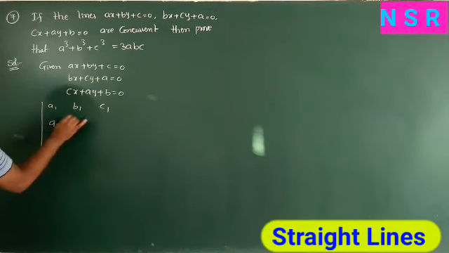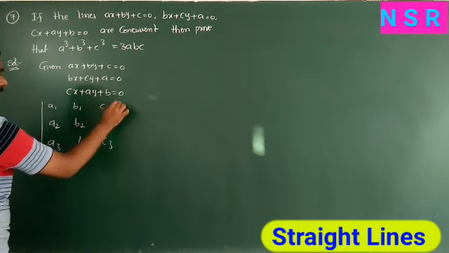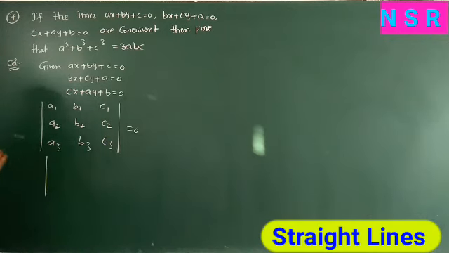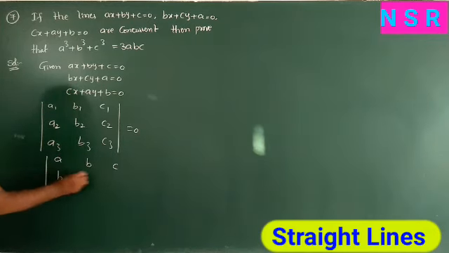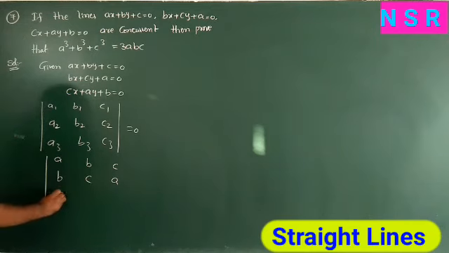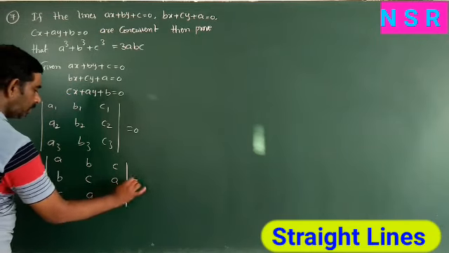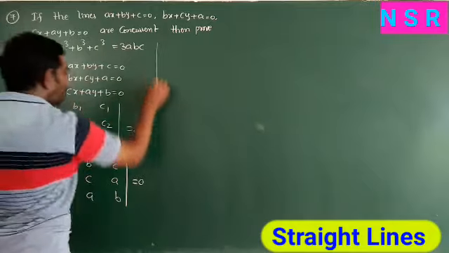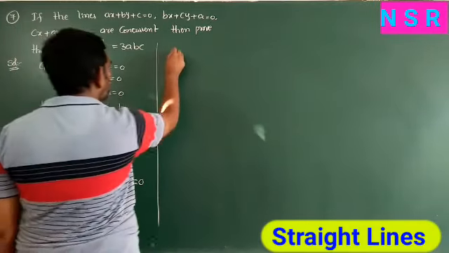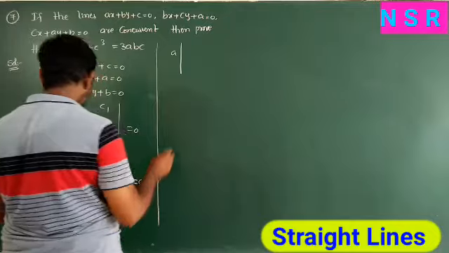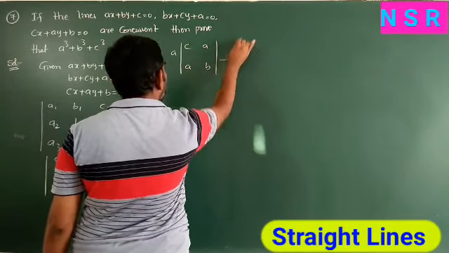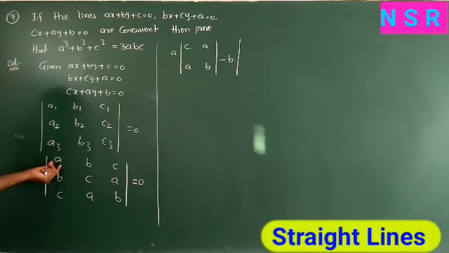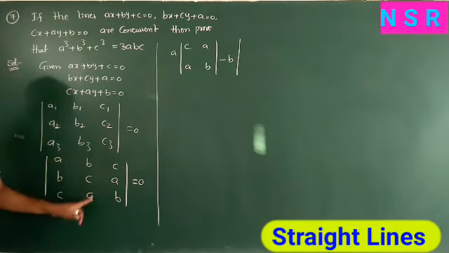The determinant with rows a1 b1 c1, a2 b2 c2, and a3 b3 c3 equals 0. Now substitute the values here: the first row is a b c, the second is b c a, and the third is c a b, equal to 0. Now first row, first column element a, multiplied by the minor: eliminate its row and column, we get c a and a b. Next, minus b.